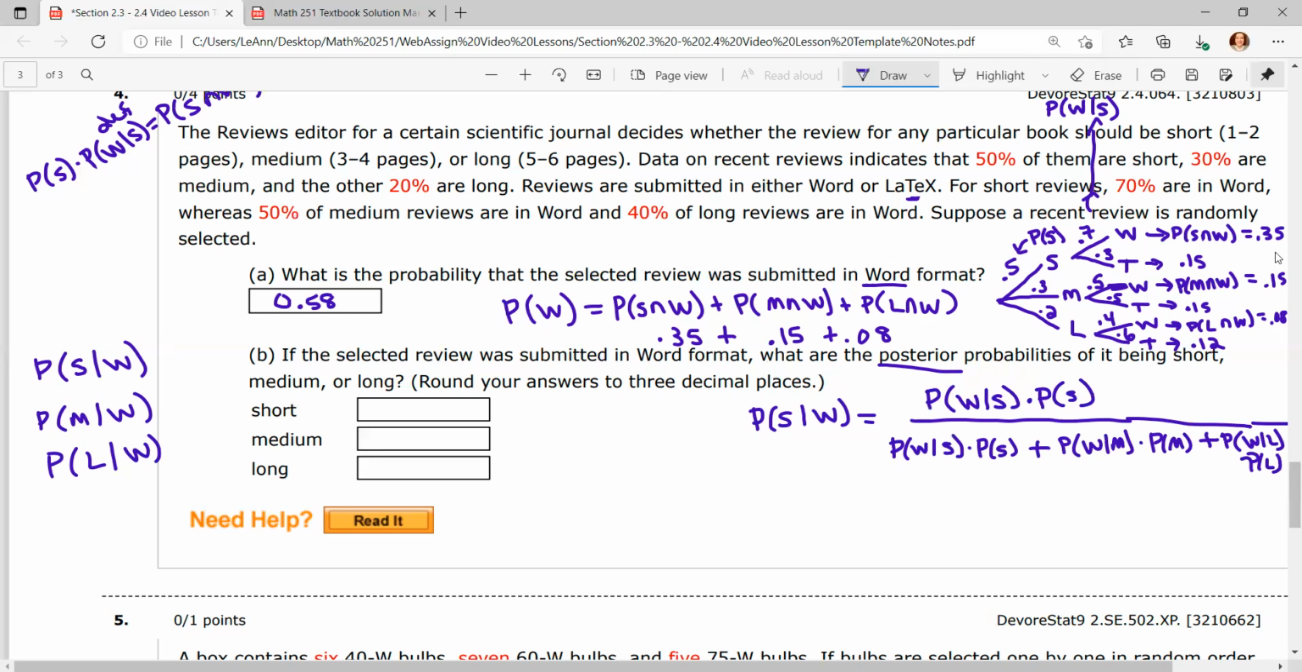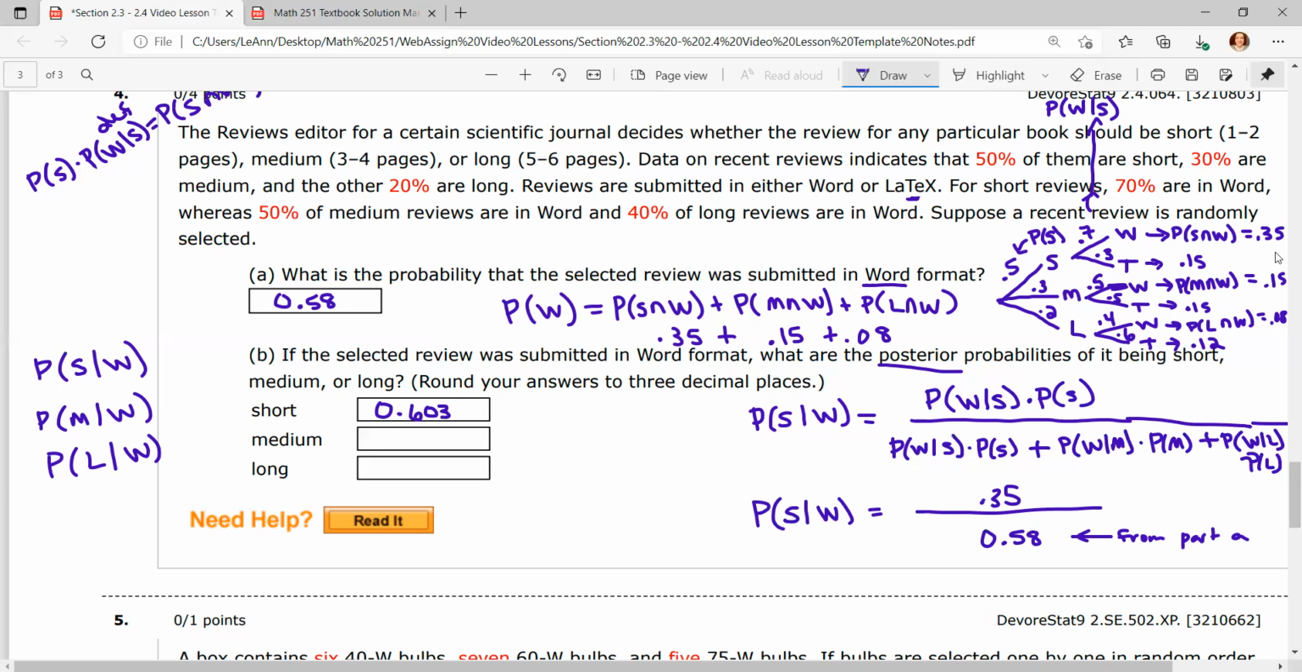So for this first one, the probability that I have a short document in my hand, given that I knew it was a Word document, well, we already know the total of all of those. The denominator adds up to that 0.58 from part A. The specific case we want is the 0.35. So if we take 0.35 and divide it by 0.58, that's going to be 0.603 if we rounded to 3 decimal places.